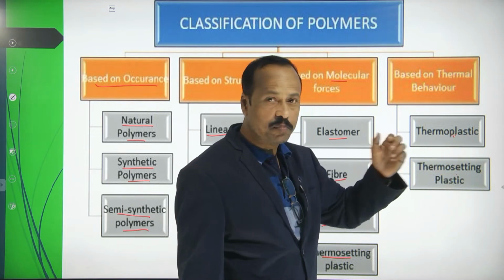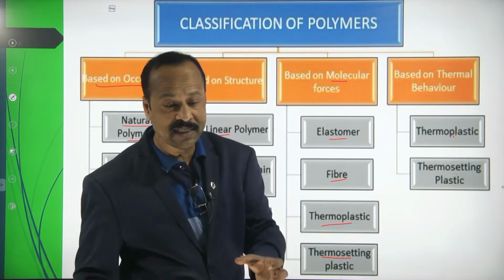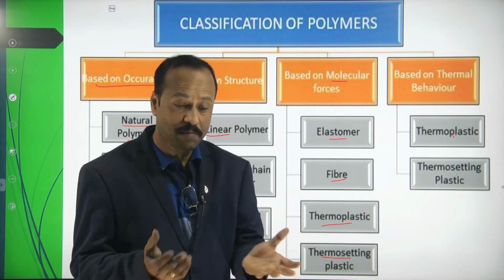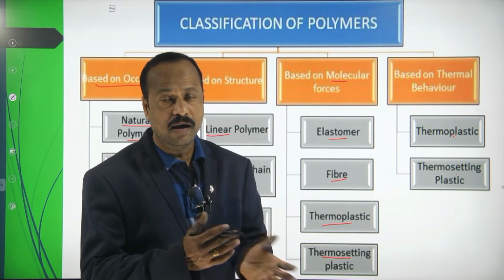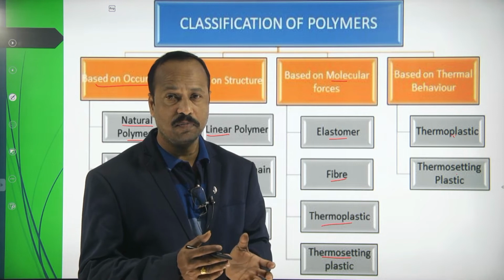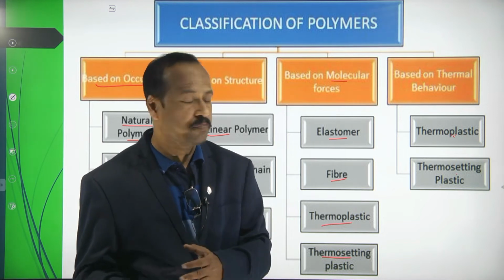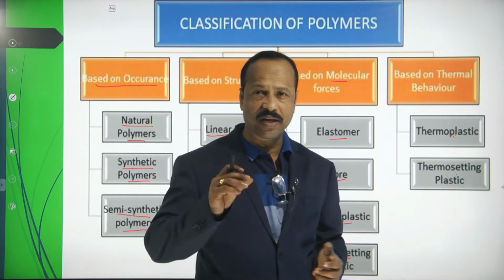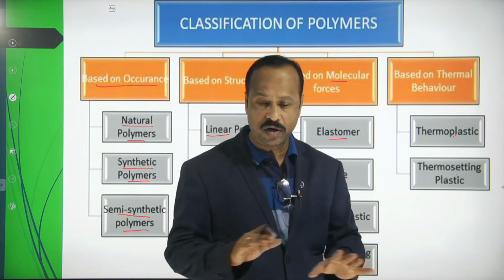So thermoplastic means they easily melt on heating and can be deformed. Whatever shape we want, we can make them into it. And thermosetting means they are very hard; even on heating they do not melt.